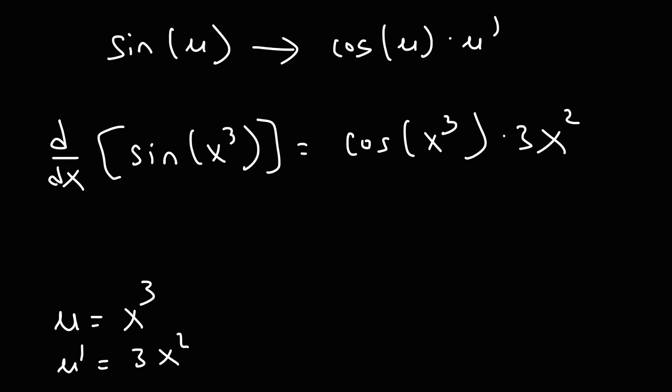So notice the process that we're taking here. First we differentiate sine, it turns into cosine. Whatever is inside of the sine function, that is the angle, it remains the same in the answer. So the angle of sine is x cubed, the angle of cosine remains x cubed. Next we take the derivative of the inside part of the function, x cubed, and that gives us 3x squared.